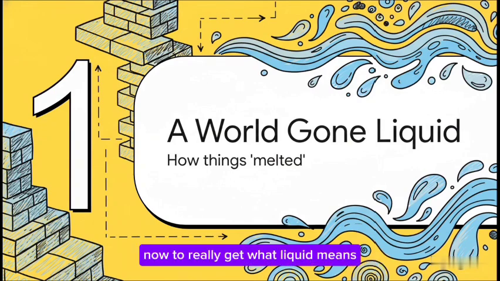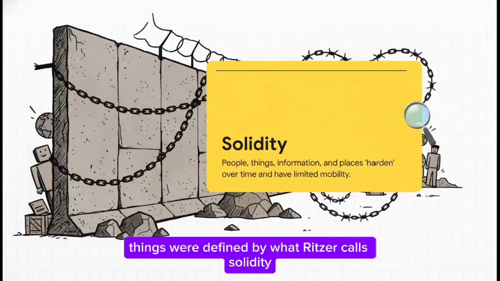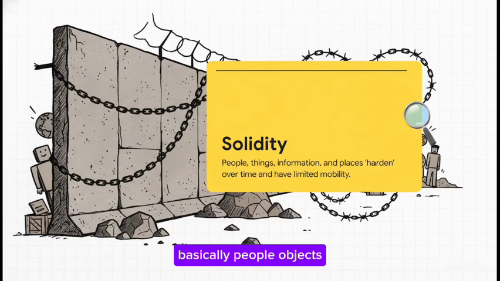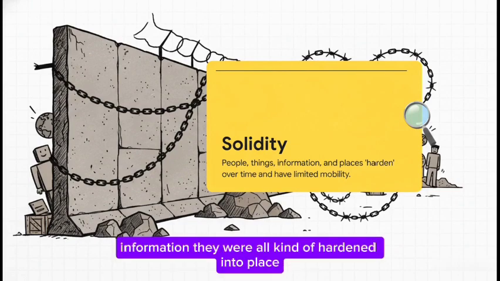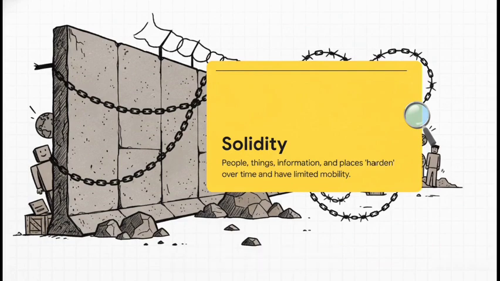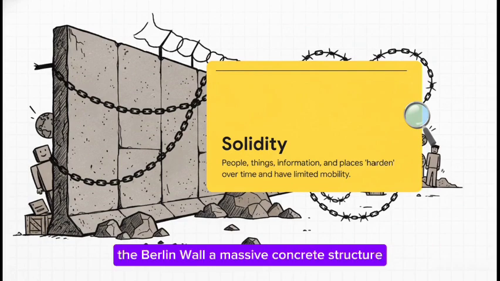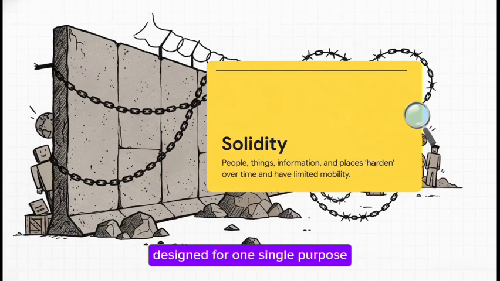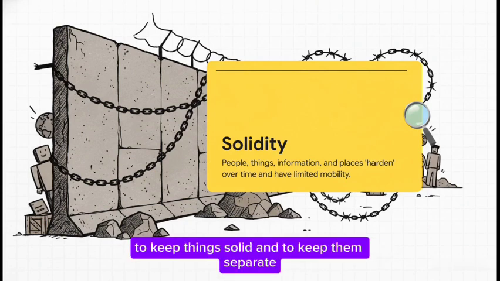All right, let's jump into our first big idea, this concept that the world has gone from solid to liquid. Now, to really get what liquid means, we first have to understand what it replaced, how things used to be. In the pre-global era, things were defined by what Ritzer calls solidity. Basically, people, objects, information, they were all kind of hardened into place. They didn't move around much. And the ultimate symbol of solidity, at least in the 20th century, the Berlin Wall, a massive concrete structure designed for one single purpose: to stop movement, to keep things solid and to keep them separate.